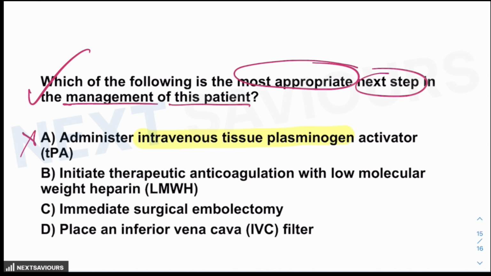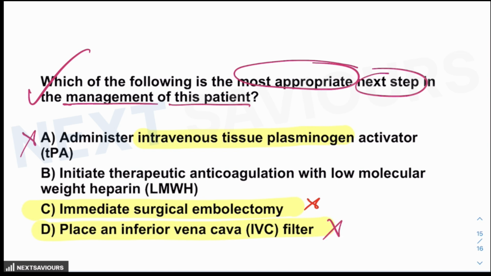Now, if we come to option C, that is immediate surgical embolectomy. Embolectomy is reserved for patients with massive pulmonary embolism who either have a contraindication to thrombolysis or failed thrombolytic therapy. So this patient doesn't meet those criteria, and this option also is incorrect. If you look at another option, like place an inferior vena cava filter. Now you know that inferior vena cava filters are indicated in patients who have a contraindication to anticoagulants or have recurrent thromboembolic events despite adequate anticoagulation. So this option is also incorrect.